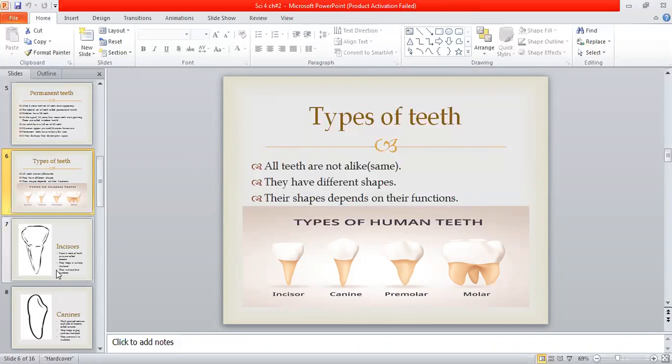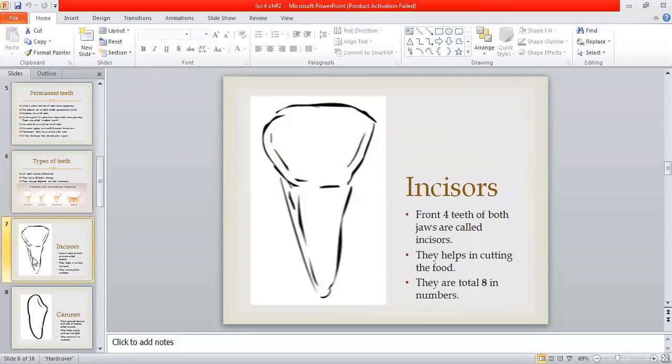Moving forward, one by one, to the types of teeth. First is incisors. So here are your front four teeth. Again, I'm saying that on both jaws, upper and lower, there are front four teeth. Four from the upper side, four from the lower side. These four sets of teeth are called the incisors.